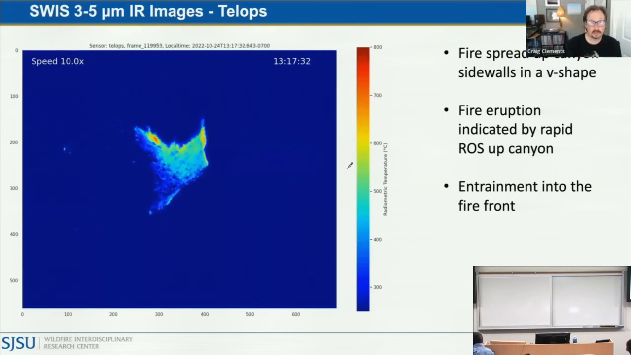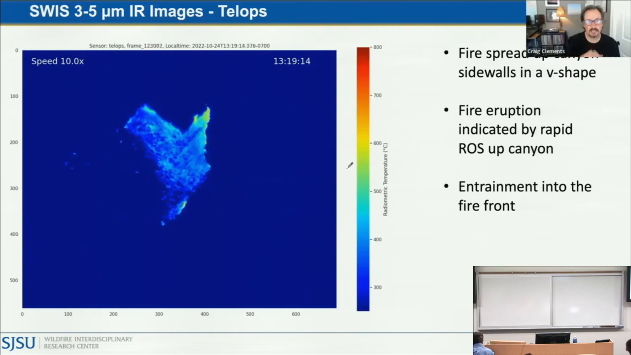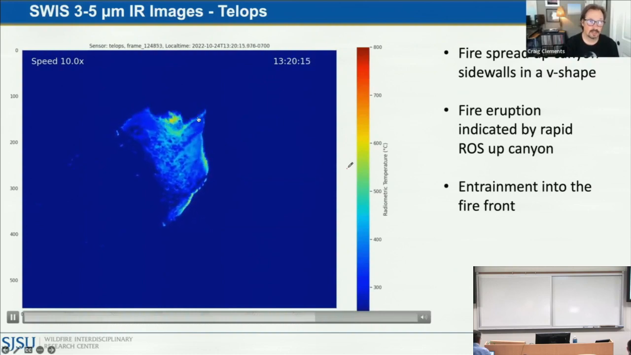Another thing I want to point out is you can see these bursts of cool air moving through the image. So that's those blues where it's cooler. And so we see advection of air coming into the canyon itself. And so this is the first time fire eruption was captured with this high resolution imagery.